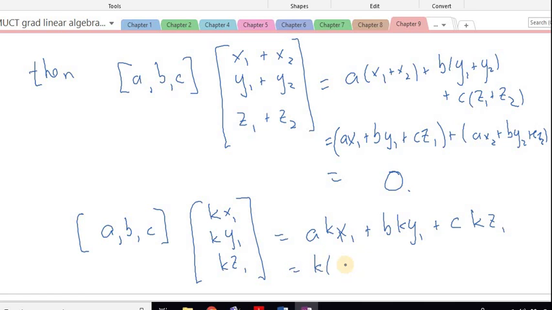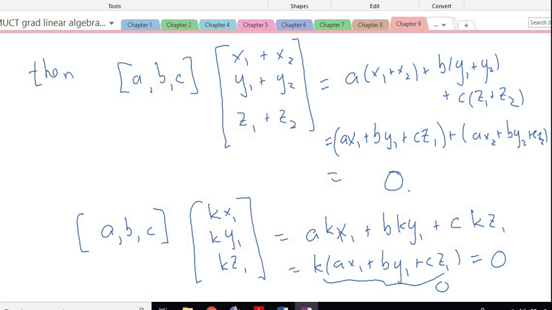and I can factor out the k. That's equal to k times (ax1 plus by1 plus cz1), and this thing is 0. That's just 0. Right? So the whole thing is equal to 0. So if I multiply a vector by a constant, and that vector is perpendicular to ABC, then the multiplied vector is still perpendicular to ABC.